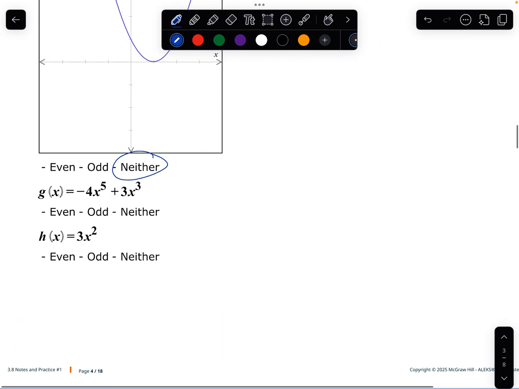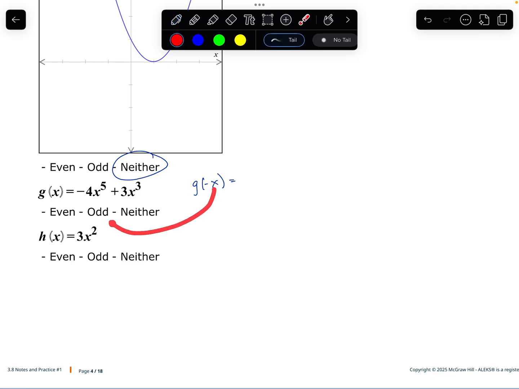All right, now for this one, I'll check to see if it's even. So I know g of x, so let me see what g of negative x is. So g of negative x, if I plug in negative x into an odd degree, it's going to flip the sign. So it's going to be 4x to the fifth. If I plug in negative x in here, that's going to flip the sign. So that's going to be negative 3x to the third. So these are not the same, so it's not even.